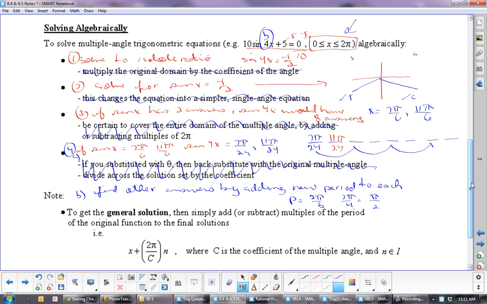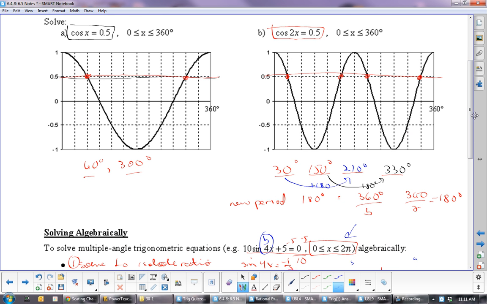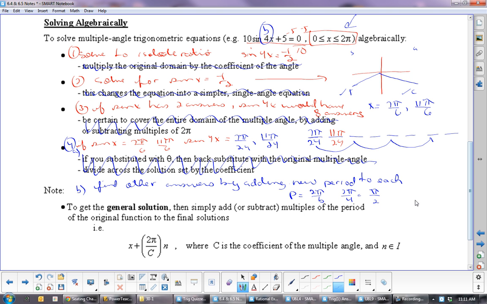Because just like up here, the period here is 360. Well, there isn't another one, but this one, right? You just take the new period to get the next one. Now, when you get pi over 2, it's really hard to add pi over 2 to 7 pi over 24 because it's not a common denominator. So to make it a common denominator, aka 12 pi over 24, right? And then I can add 12 pi over 24 to everybody.